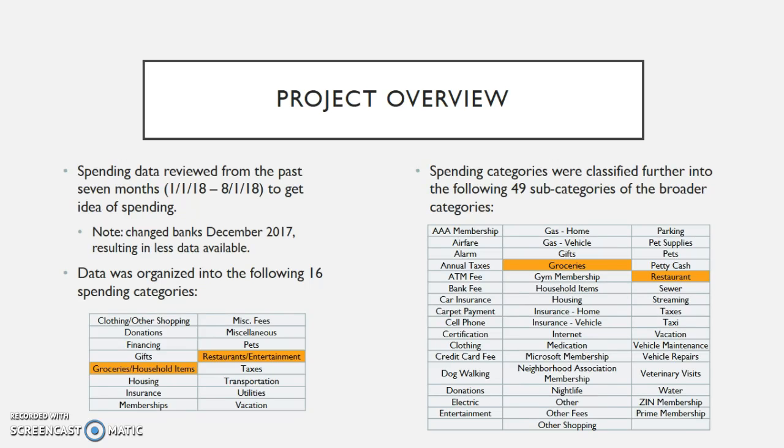Either way, I was able to organize the data that I had into 16 spending categories, which are below. So you'll see that I highlighted the ones that are related to food. That's groceries and household items, and restaurants and entertainment. For the purposes of this project, really we'll be focusing on groceries and household items, but I'm going to talk to you guys a little bit more about the restaurants and entertainment category as well, and what I see kind of happening there. So those 16 categories, I classified them even further into some subcategories, which I won't go all the way into, but again, the two food-related ones here are groceries and restaurants.